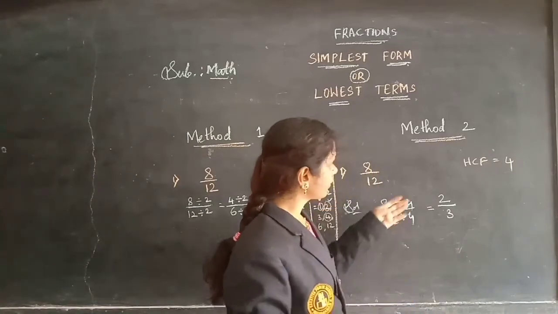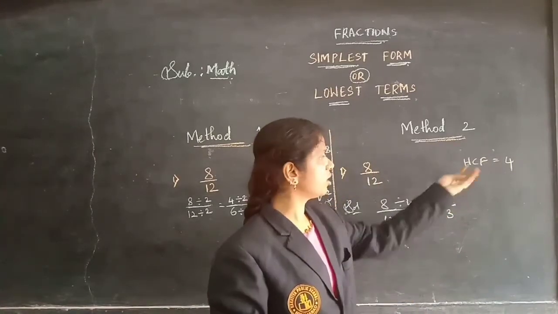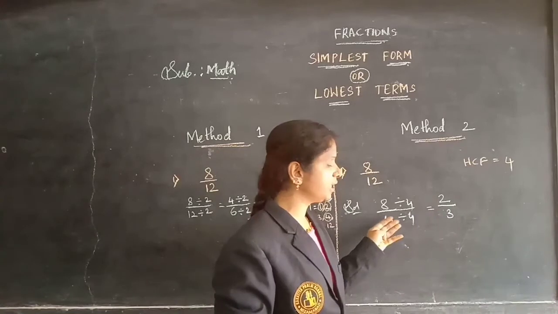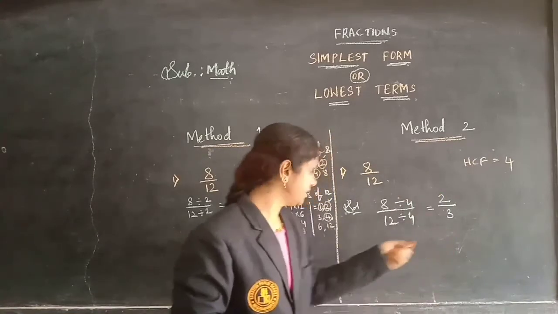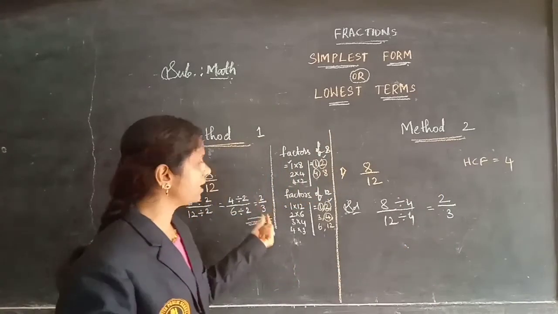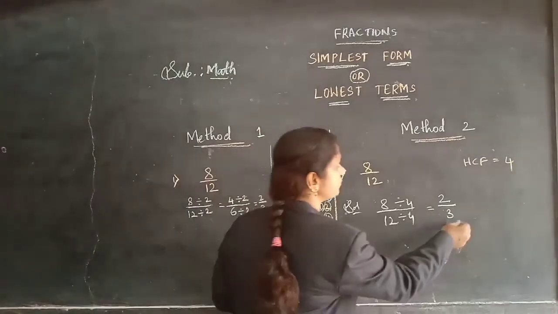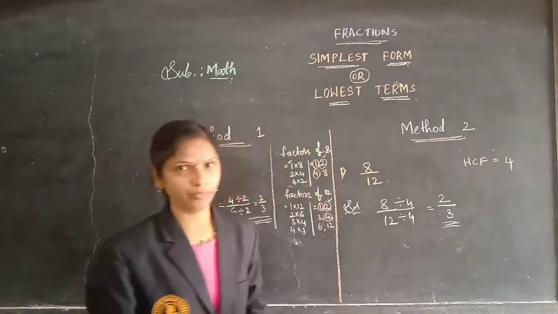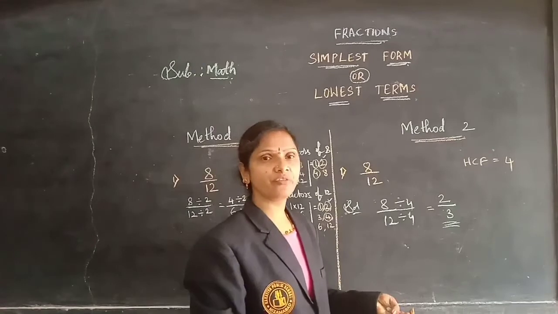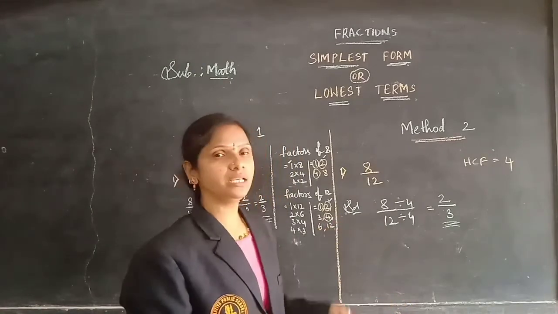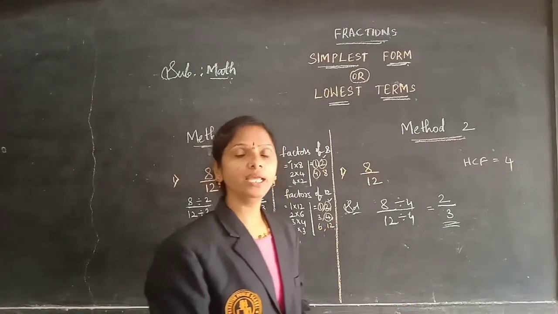So here 2 by 3 when you are dividing by the highest common factor. 2 by 3 we got, and in the earlier method also we got 2 by 3 as the lowest term, and here also we got 2 by 3 as the lowest term. Means what is the lowest term of 8 by 12 here? 2 by 3 is the lowest term of 8 by 12.